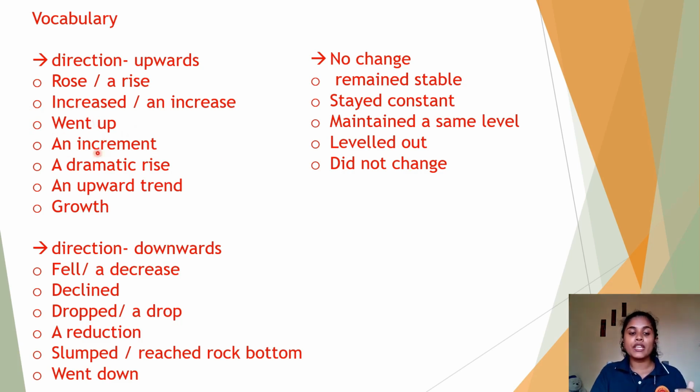And went up, an increment is there, a dramatic rise is there, an upward trend can be observed, likewise a growth is there. And in the same sense, when the direction is downwards, there is a fell or a decrease. The amount of UK telephone calls has declined or dropped, or you can say there is a drop that can be observed in this particular year. There's a reduction, a slump, or reached rock bottom, went down, likewise.